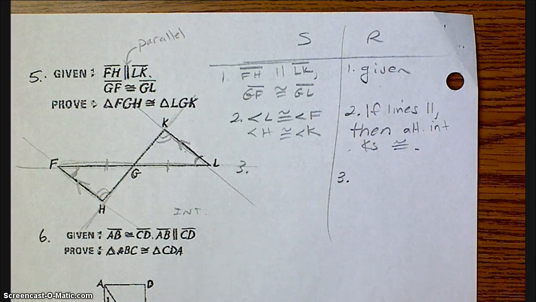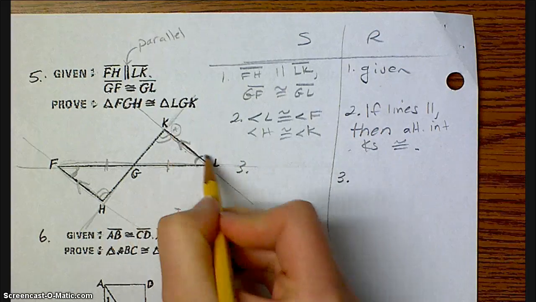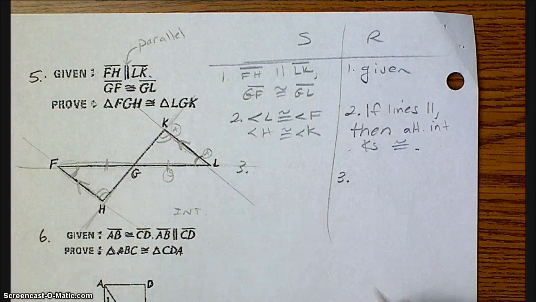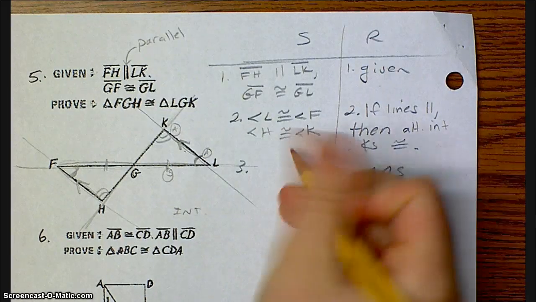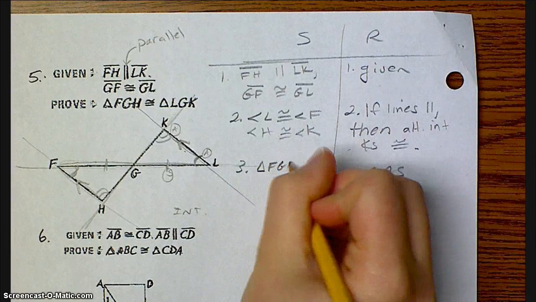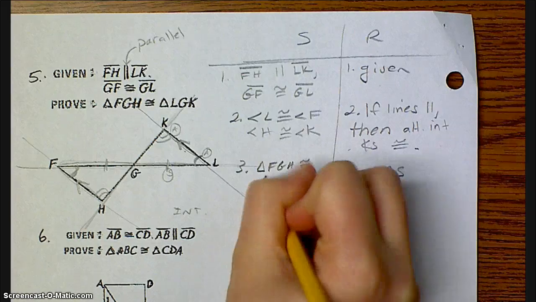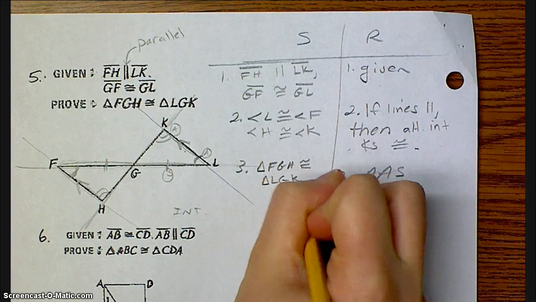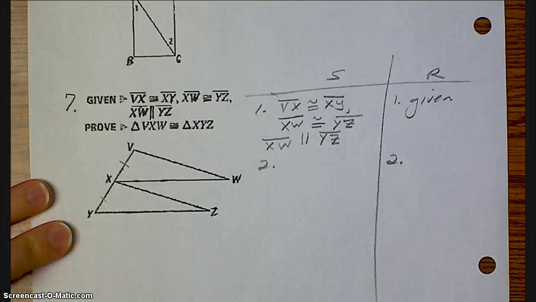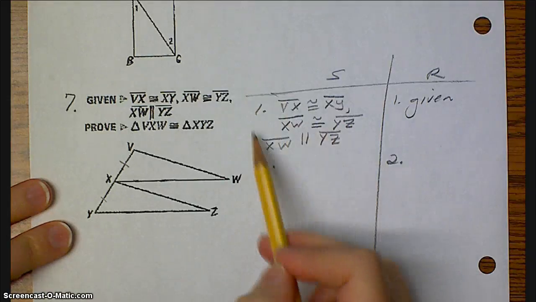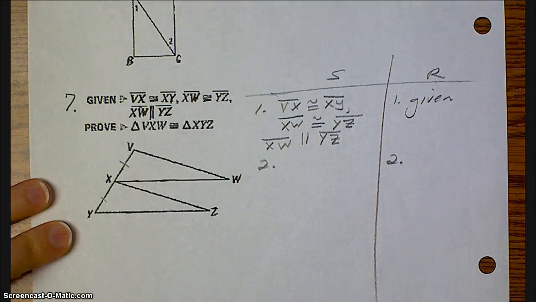Well, if I stop and collect my inventory right now, I have an angle, angle, side, and the side's not in between the angles, so that would just be AAS. And we're done. Try number 6, it's really similar to number 5, and then we'll jump to number 7. Okay, so there's a lot of given information here, so take a second, jot down your given information, and when you're ready, resume the video.